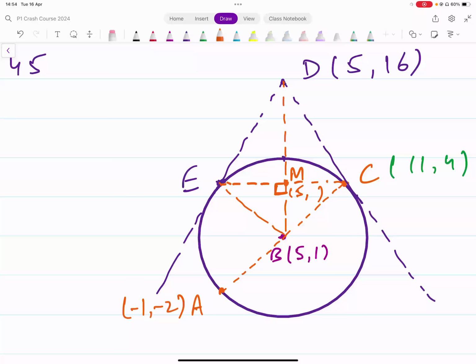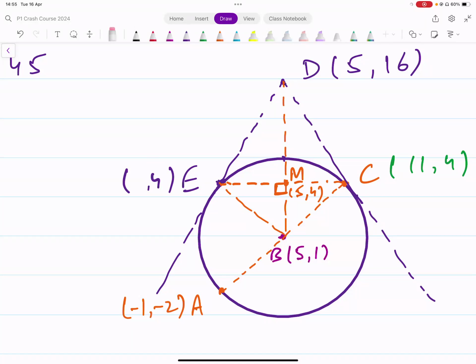So this y coordinate is also 4, and the y coordinate of E is also going to be 4 because it's a horizontal line. EC is a horizontal line. Why? Because BD is vertical, EC is perpendicular to that, so that's horizontal. So the y coordinate of E is going to be 4.